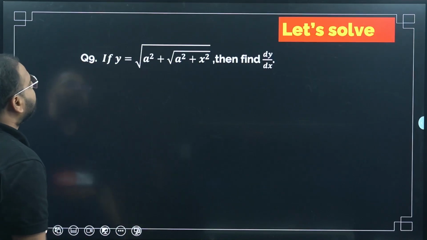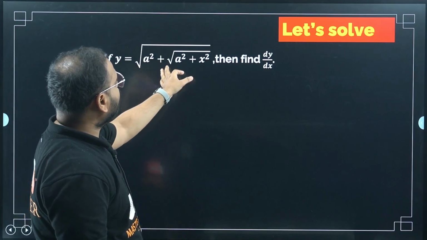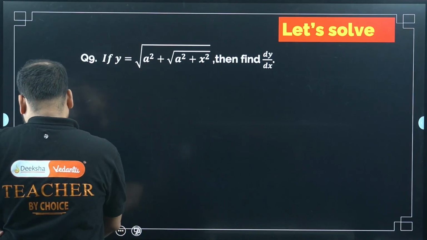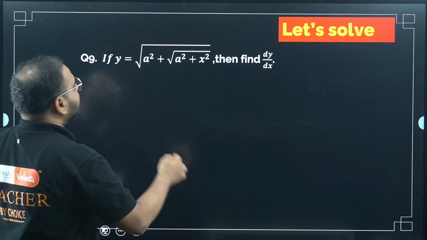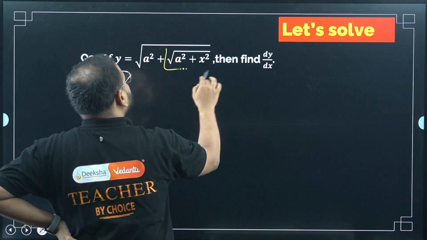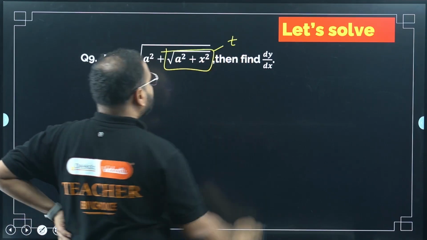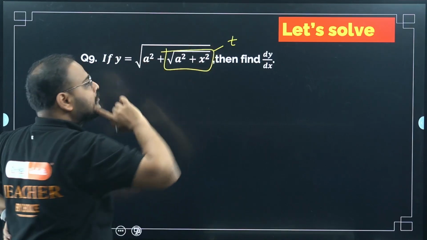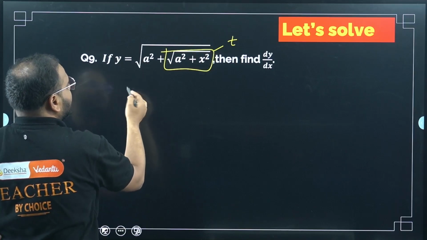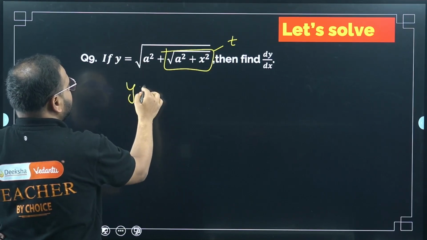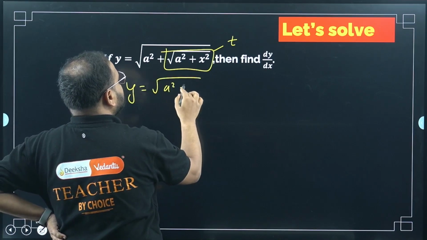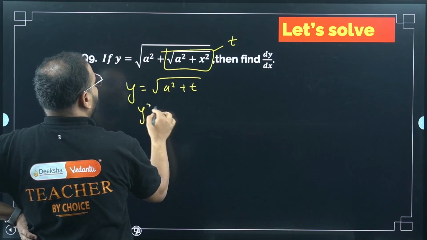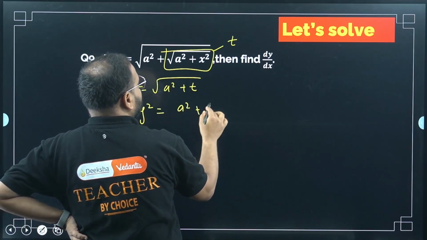Over here, y equals root of a square plus x square is given. Looks very complicated right now. To simplify our work, we'll assume a substitution: t equals a square plus x square, taking this whole root as t. So what will this question become? y equals root of a square plus t. Let's simply square on both sides. I'll get y square equals a square plus t.